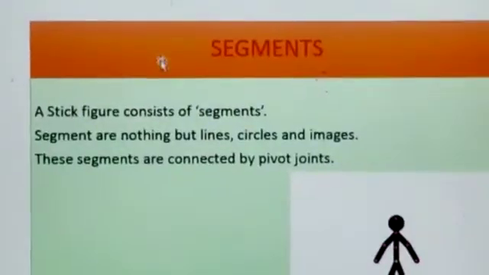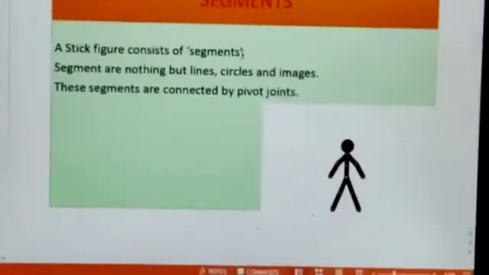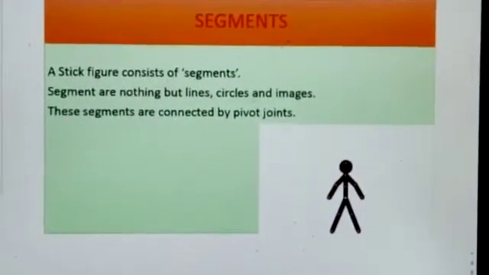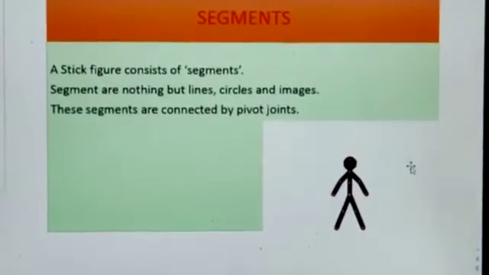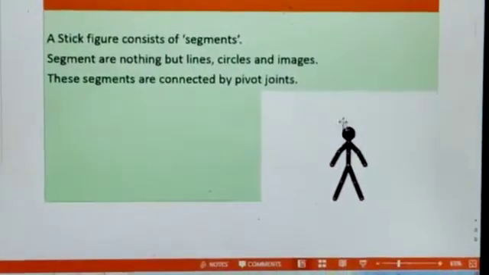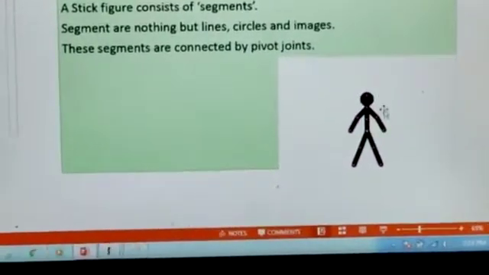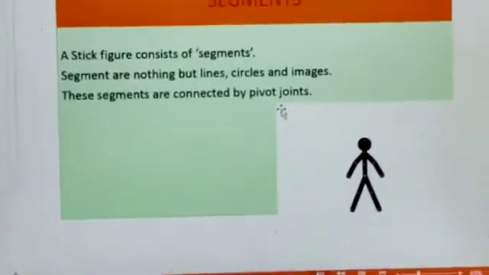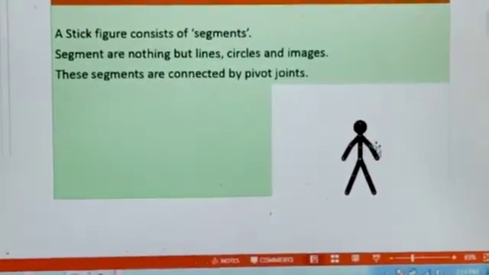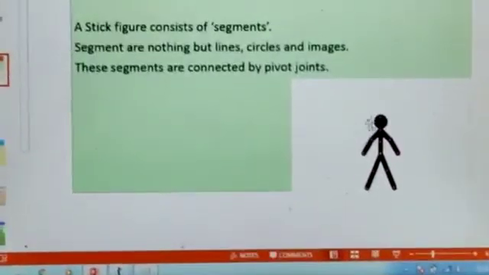Now we are going to learn about segments. A stick figure consists of segments. Children, what is a segment? Segments are nothing but lines and circles of an image. Now here you can see a stick figure, with the lines and the circles. These segments are connected by pivot joints. By using these joints we have connected it.